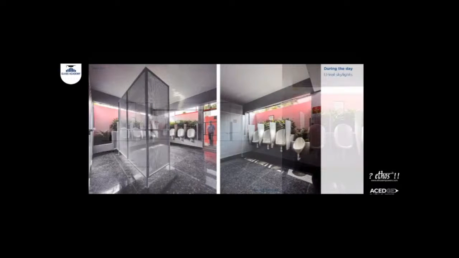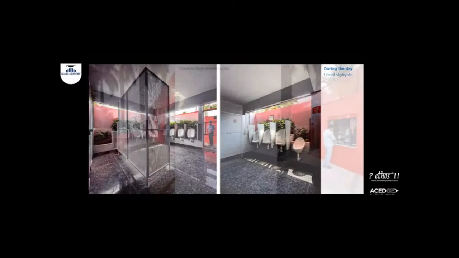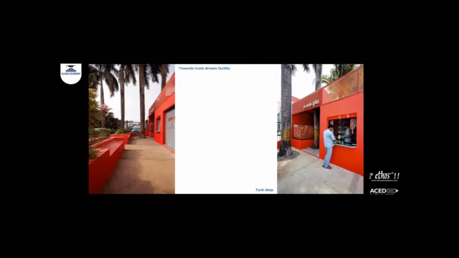And based on the sun direction, the light keeps on changing its angle. So that is quite fascinating. And then we come outside and move towards the truck driver's facility. And on the way, there's a tuck shop. And that's the entry point to the truck driver's area, where we first come onto a grooming, the hair cutting salon.